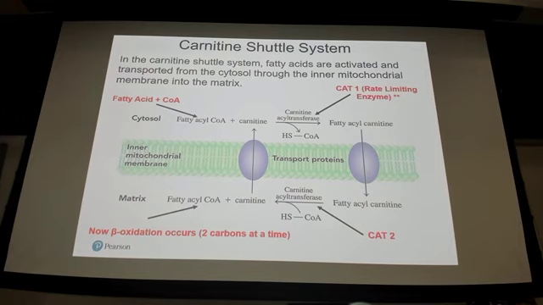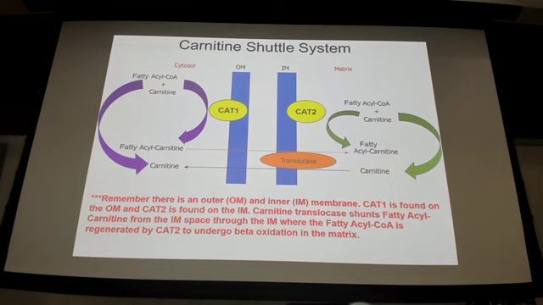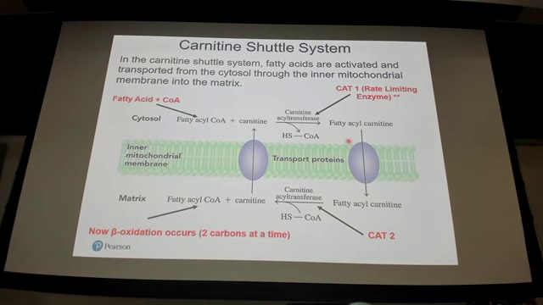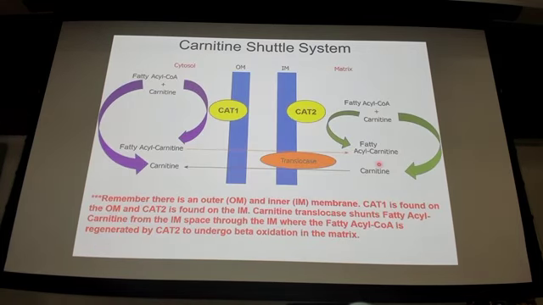Any other questions? So this is the same diagram as before, rotated 90 degrees. In this diagram, you see that there's only one membrane, but you all know that the mitochondria has an outer membrane and an inner membrane. The same thing is happening, it's just that the shuttle is transporting from the outer membrane to the inner membrane space into the matrix. So that's all.